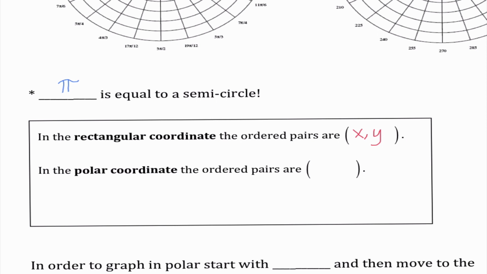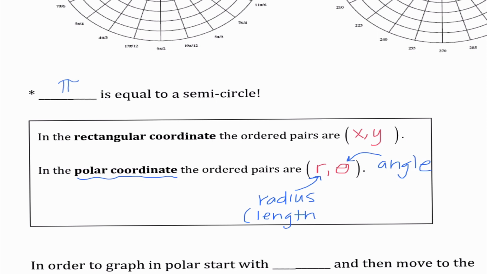Today, we're talking about polar coordinates. And in polar coordinates, our ordered pairs are r, theta. So I just want to talk about what r means first. R is the radius, which really means the length. How far out are we going? And we know theta is specifically telling us an angle. So instead of x and y, we're dealing with r and theta.